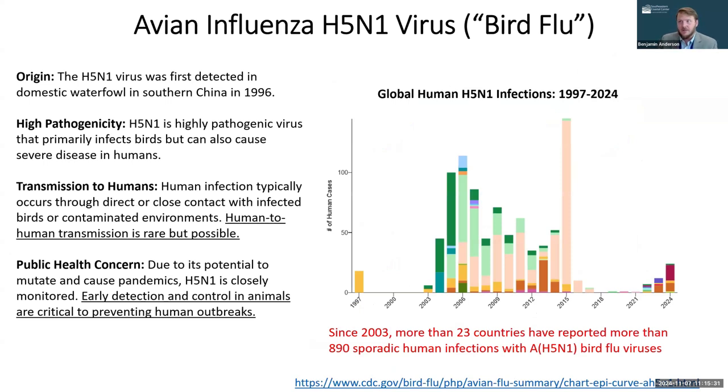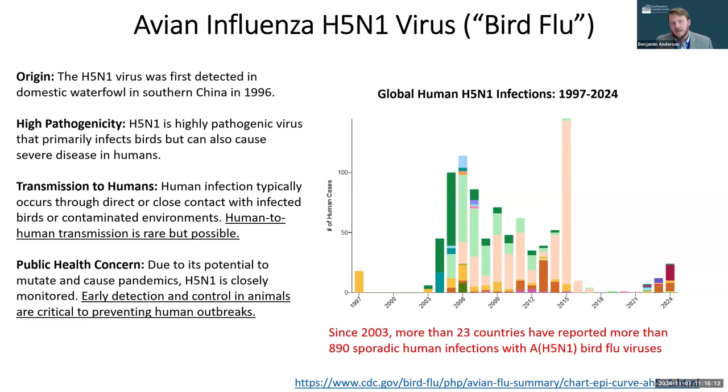Now, transitioning specifically to H5N1, which is known now kind of colloquially as bird flu, this virus was first detected in domestic waterfowl, so domestic bird species in southern China in 1996, and it caused the first human outbreaks in 1997 in Hong Kong. This virus was identified and called high pathogenic or highly pathogenic avian influenza virus, primarily because when it gets into certain species, it can cause very severe illness and even death in those species.